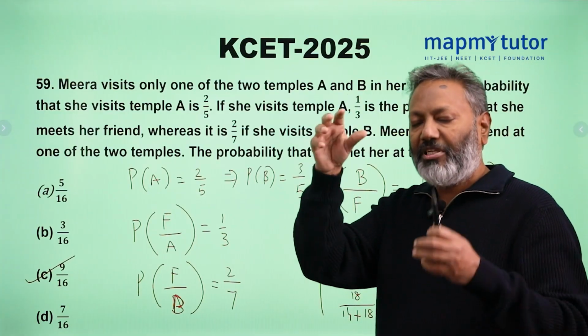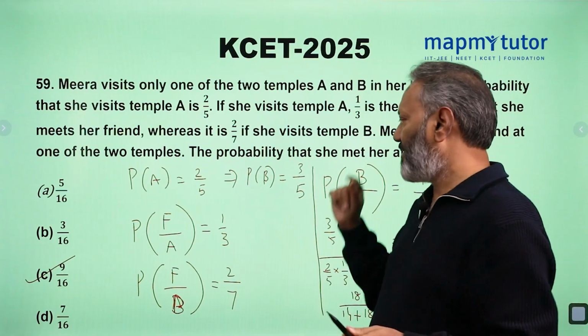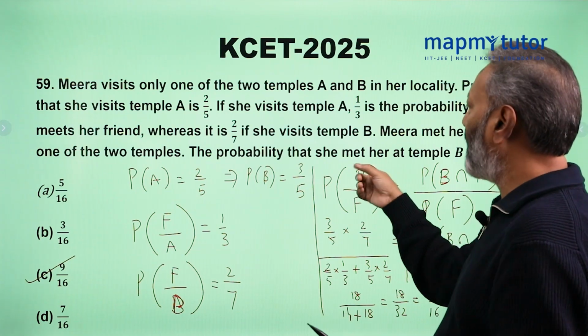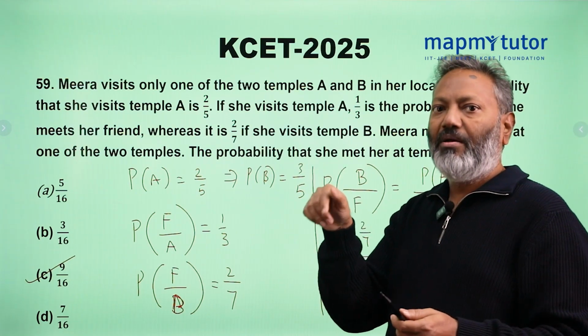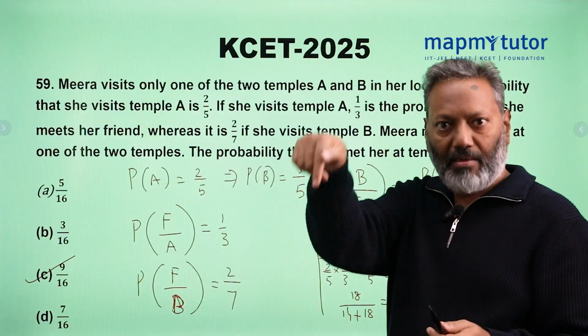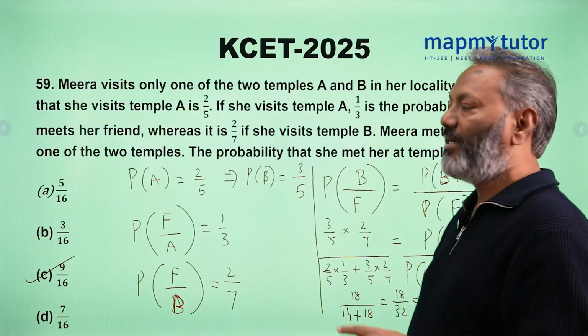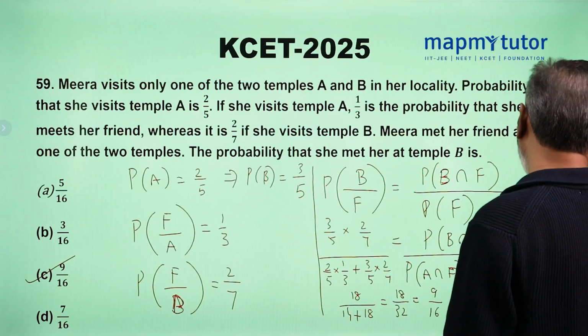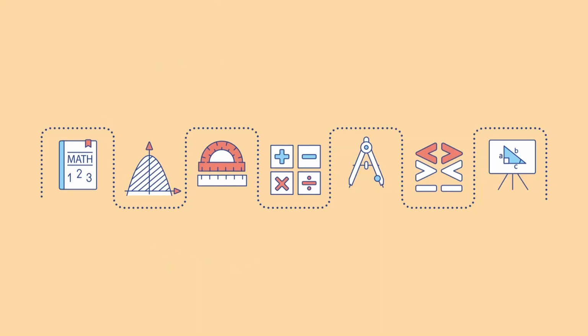Simple, if you just remember like that, favorable case, straight away, favorable case is what? B, because they are asking, when she met her friend, what is the chance that she met her at temple B? That's what. Okay? It's easy to apply in the exam so that you can save the time.